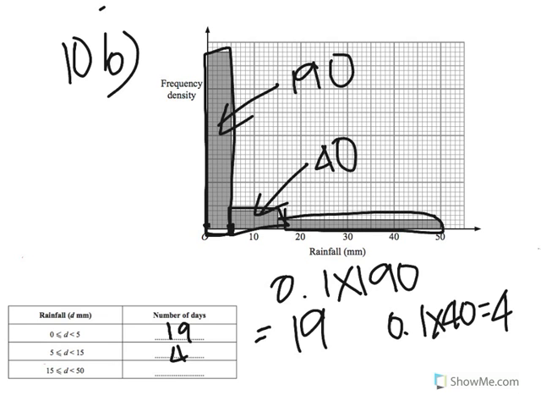Next, we're going to deal with the last bar. You just count the number of boxes. I think there are about 70 boxes. So it's 0.1 times 70, which is 7 days. So it rains 7 days in that category.